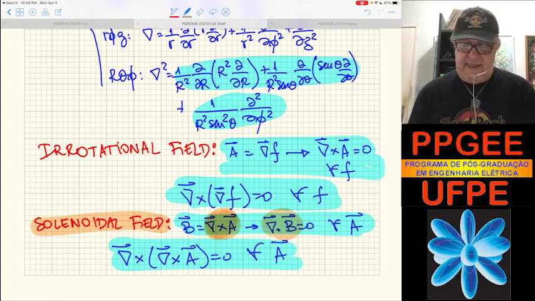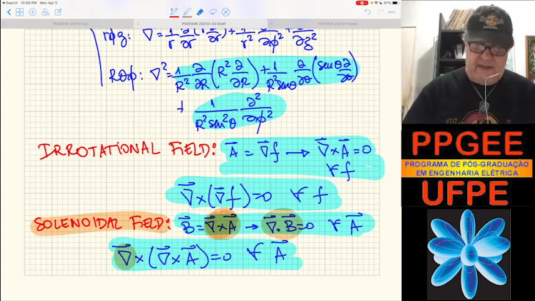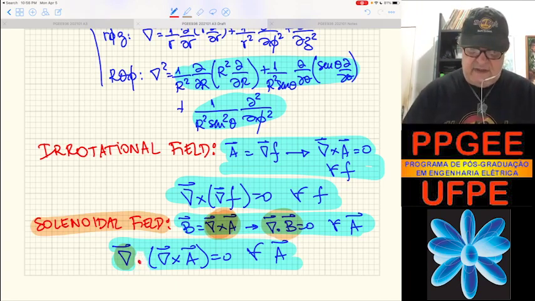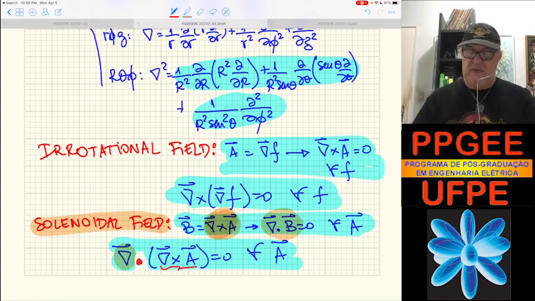So this identity, curl of, this is wrong here. Sorry. Let me just fix it here. Please fix it in the class notes. The divergence of the curl of a field equals 0, whatever the field is.